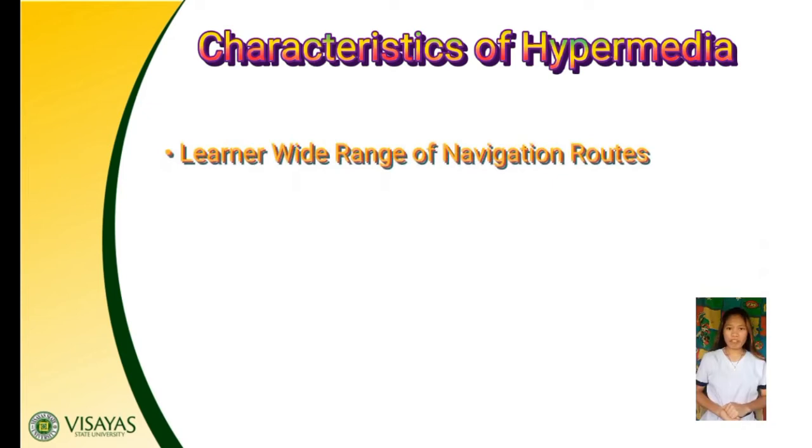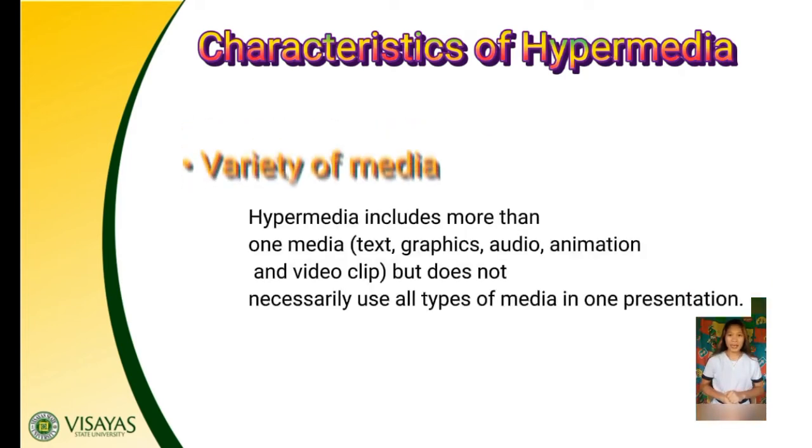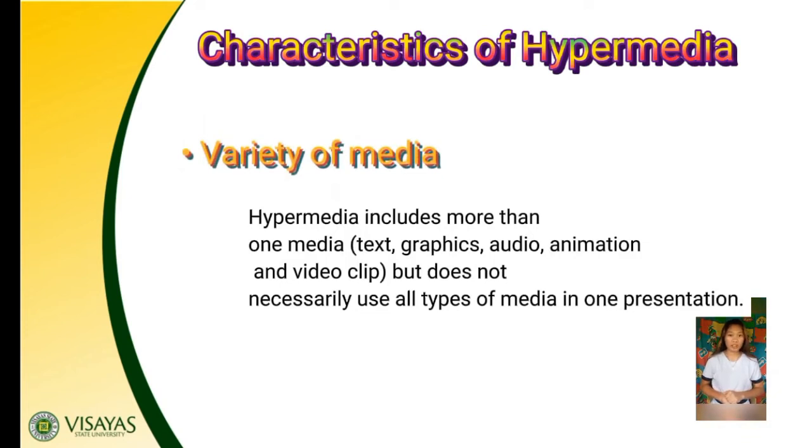Learner wide range of navigation routes. The learner can choose to speed up or slow down in learning, skip those concepts already learned, or repeat other activities or lessons, all depending on the student. The learner controls the sequence and pace of his path depending on his or her ability and motivation. Variety of media. A hypermedia uses more than one media, but this does not mean it uses all. It only uses those that are necessary.